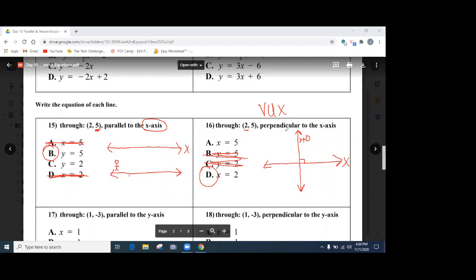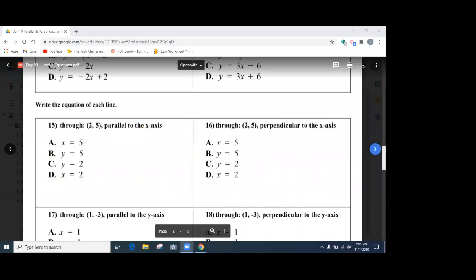So Hoy and Vux really make these questions easy, okay? But you got to draw the picture, you got to draw the axis and then draw whether it's parallel or perpendicular. Then you got to focus in on the slope so that we can connect it to Hoy or Vux.